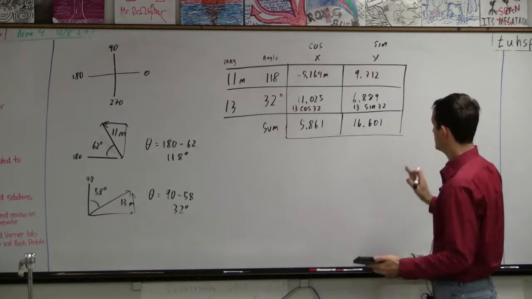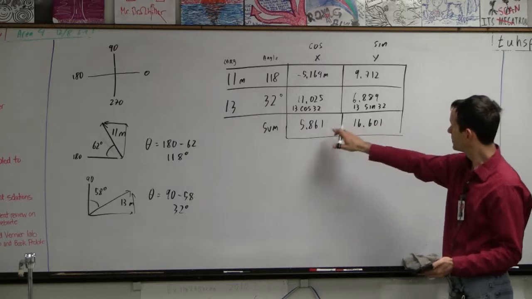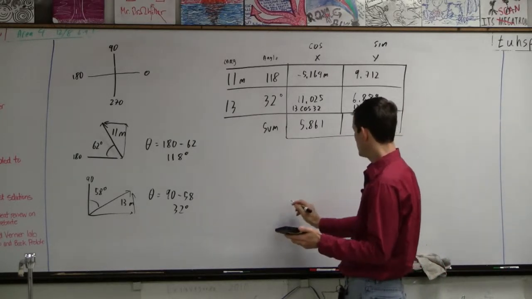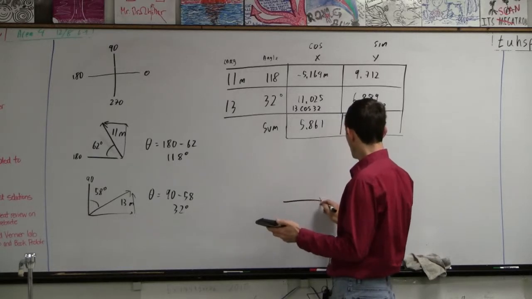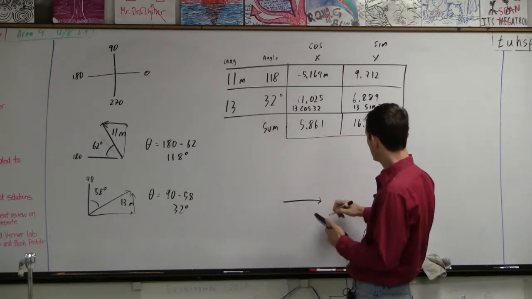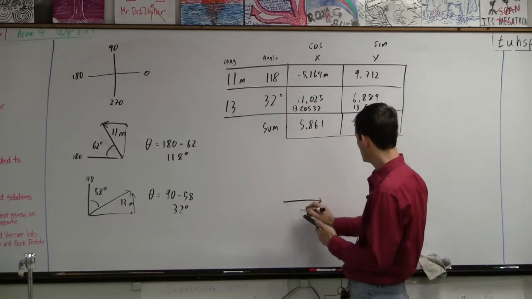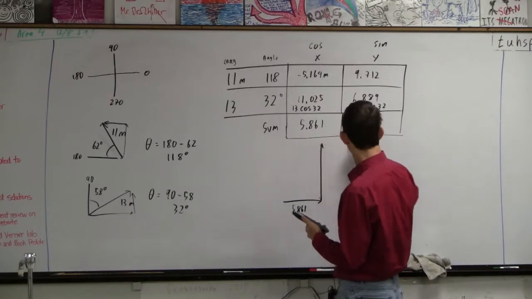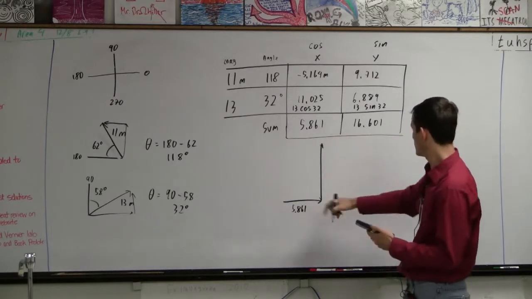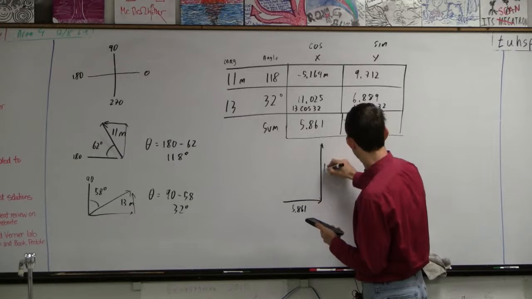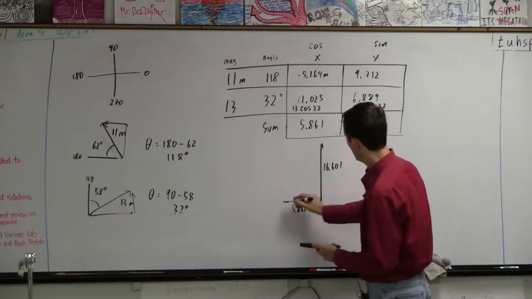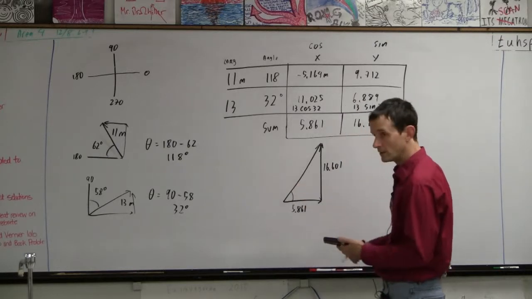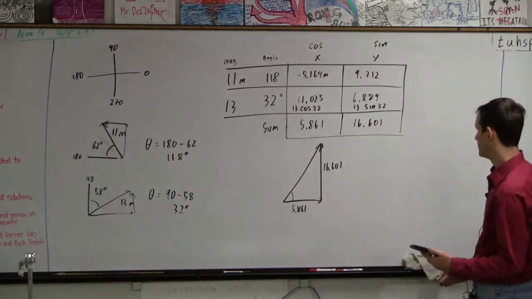Okay. So now we have the answer in vector component notation, but now we need to draw a picture of this. So here's how I do it. I go over, and this is this guy here, 5.861. And then I go up, and this guy's 3 times as long as that guy, so I'm going to draw it longer, at least 16.601. And that way I know for sure this angle is bigger than 45 degrees because I drew it somewhat accurately.